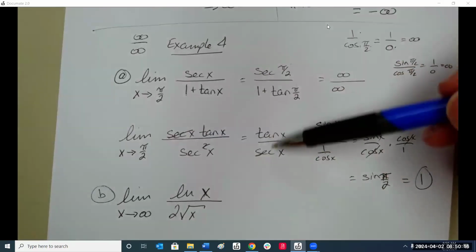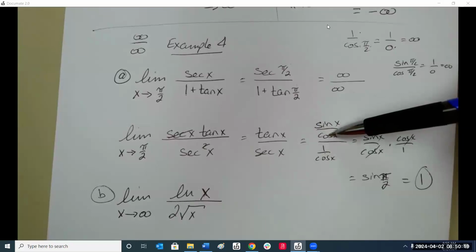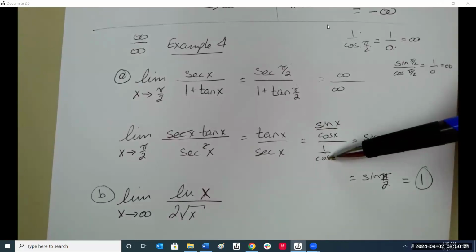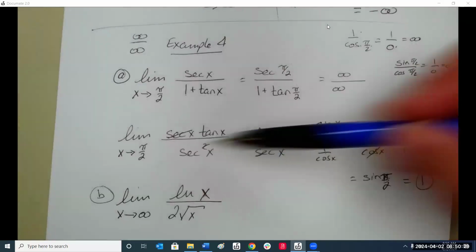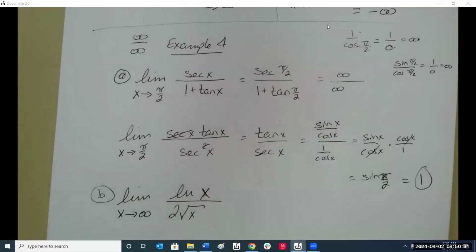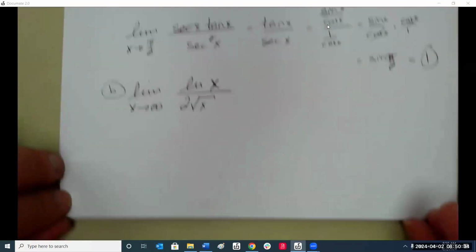One of the secants cancels. Tangent is sine over cosine, secant is 1 over cosine. Take the top, leave it alone. Flip the bottom. Cosines cancel, so we just have sine. At pi over 2, sine of pi over 2 is 1. Now we're doing this one.